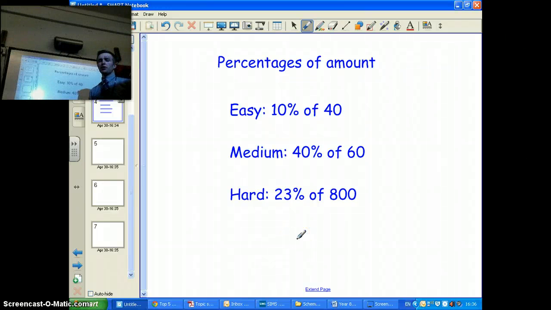Hi guys, today we're going to look at finding percentages of amounts without calculators. Okay, so we've got three examples: 10% of 40, 40% of 60, and 23% of 800.